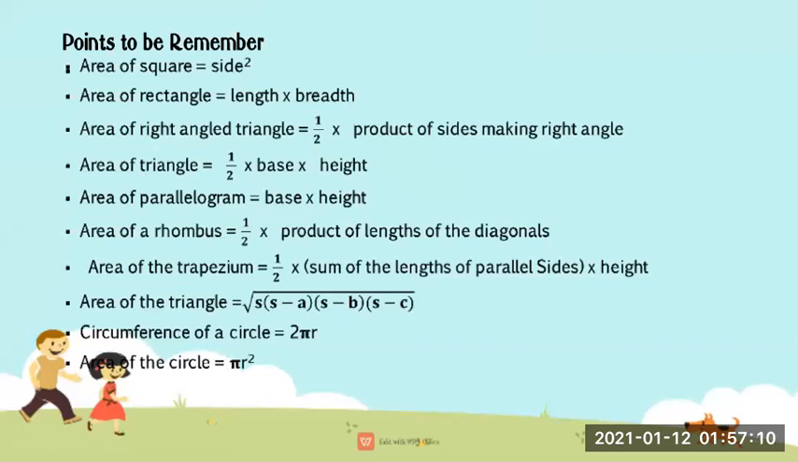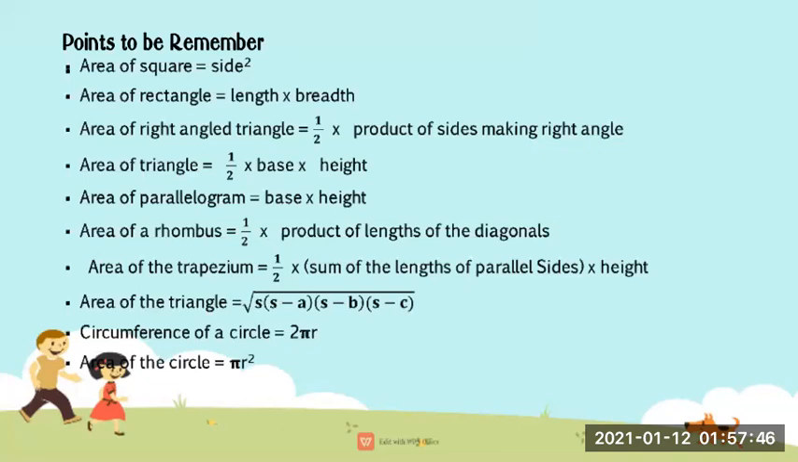Next is area of a triangle. Area of a triangle is half into base into height. Another is area of a parallelogram. Area of a parallelogram is equal to base into height. Then area of a rhombus. Area of a rhombus is equal to half into product of length of the diagonals. All these formulas we will learn in one exercise. Here I'm just explaining the formulas, and afterward we will take them up for solving the sums.